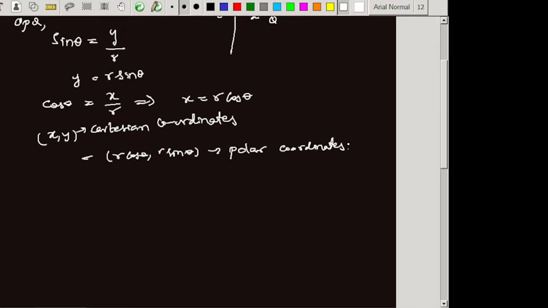Similarly, here dy with respect to d theta, we can write r into cos theta plus the differentiation of r, which is dr by d theta, into sin theta.